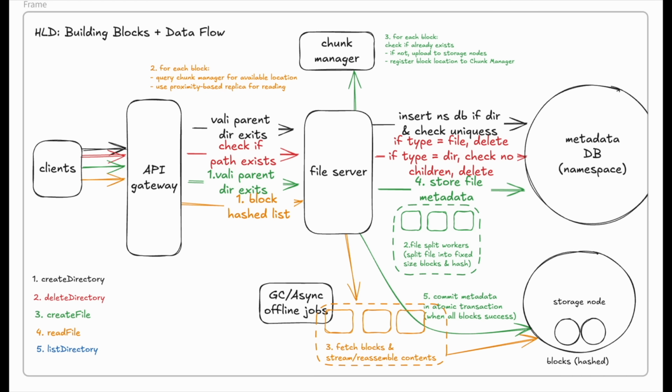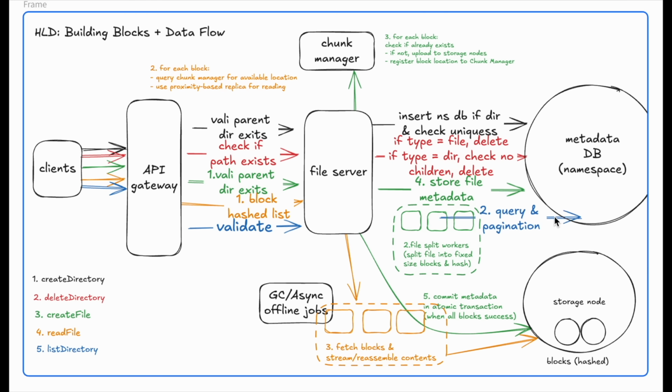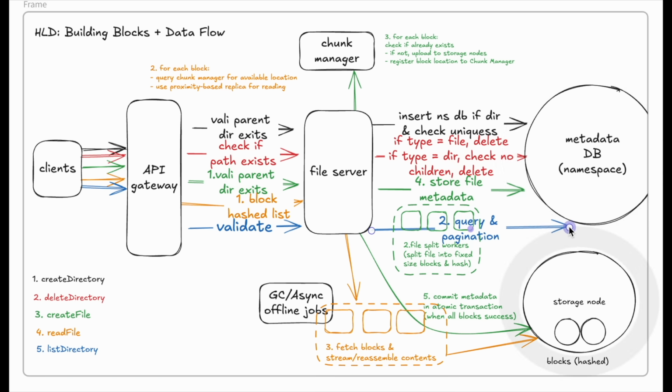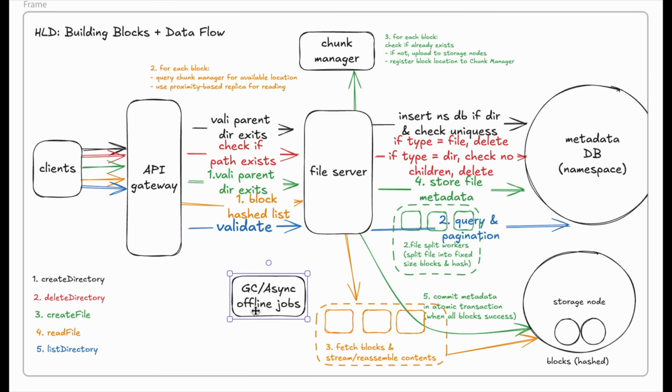List directory. For listing the contents of a directory, the file service first confirms that the given path corresponds to a valid directory. Once validated, it queries the metadata database to retrieve all immediate children, both files and subdirectories, under that path. This listing is usually paginated to support directories that contain thousands or even millions of entries. The result is a flat list of names or paths that users can navigate through. This operation is fundamental for users to browse, organize, and manage their stored data, and it needs to be optimized for both speed and correctness.